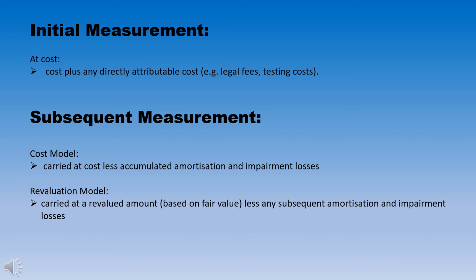Then we have the subsequent measurement. It has two models, the cost model or the revaluation model, also known as the fair value model. In the cost model, it is carried at cost less accumulated amortization and impairment losses. In the revaluation model, it is carried at a revalued amount based on the fair value less any subsequent amortization and impairment losses, but only if the fair value can be determined by reference to an active market. Such active markets are expected to be uncommon for intangible assets. So the examples where they might exist could be production quotas, fishing quotas, taxi licenses, etc.